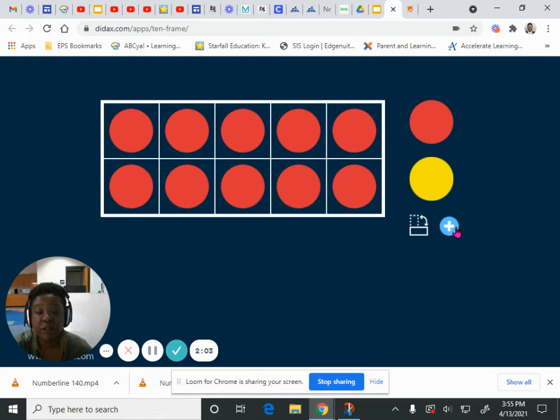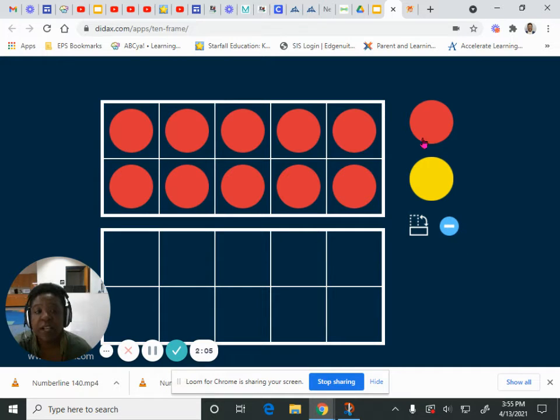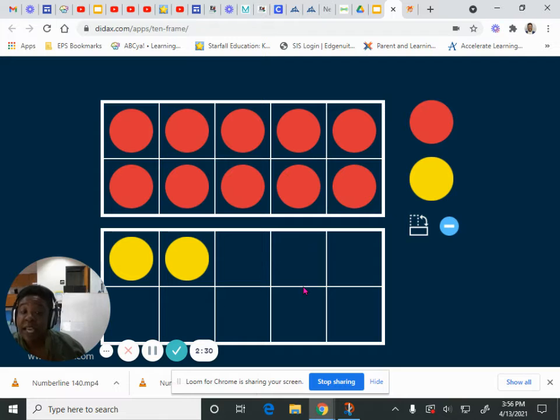So I'm going to add another one, but this time I'm going to do something different with it. What do you notice this time? What do you notice about these two 10 frames? What number do you think this represents? Tell your learning coach what number you think this represents. Well, if you said the number 12, you are correct.